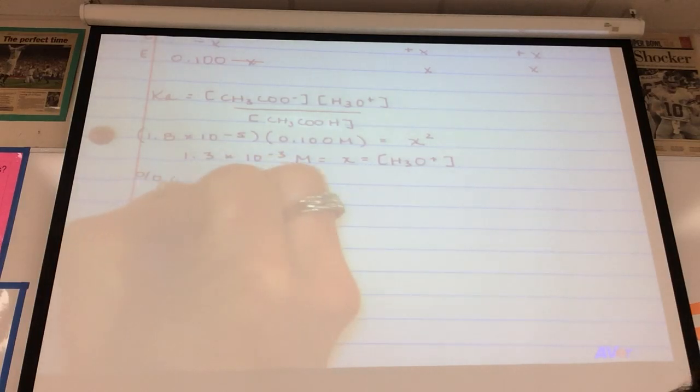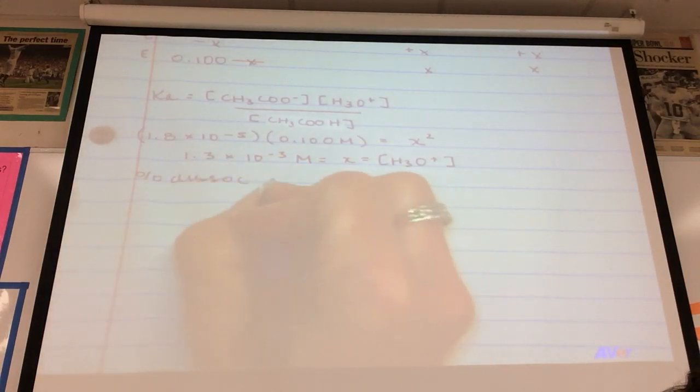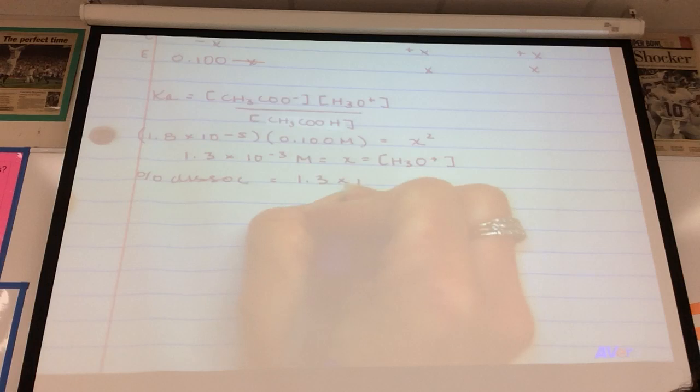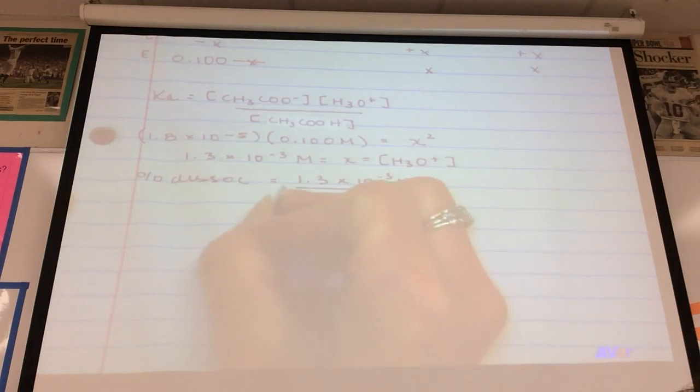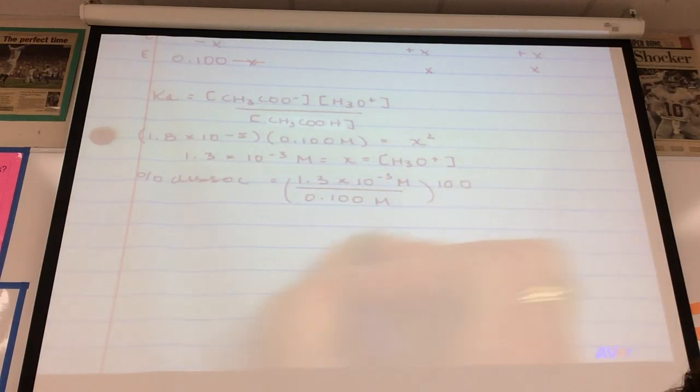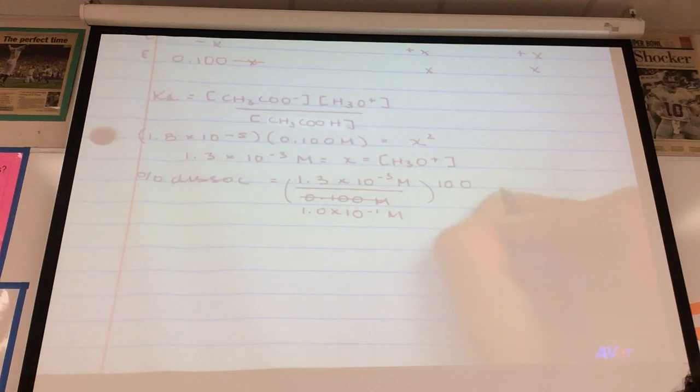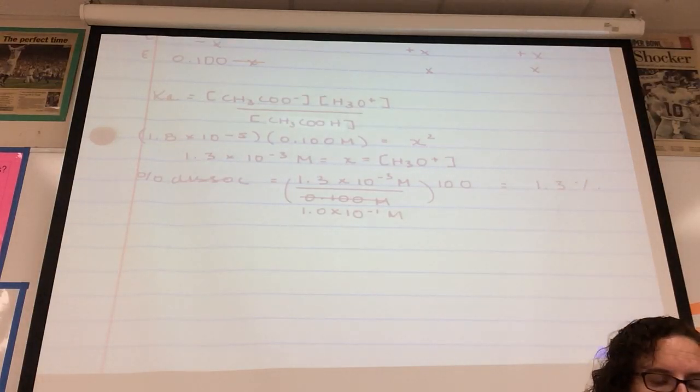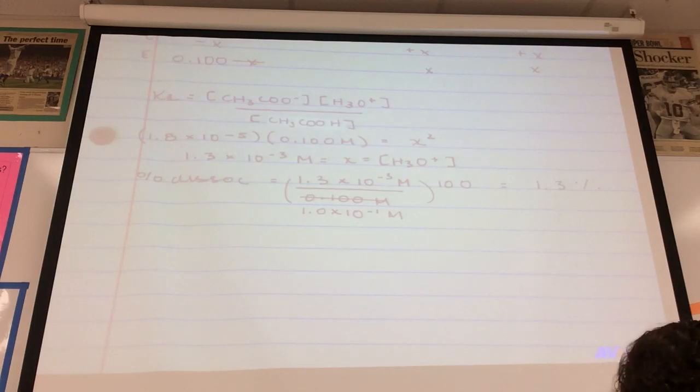So percent dissociation is going to be hydronium ion concentration over the initial concentration. And again, you can do this in your head as well. This is the same as this. That divided by that will be 1 times 10 to the negative 2 times 100. So you've got 1.3%. That's the percent dissociation.